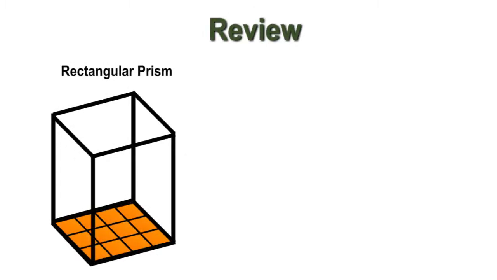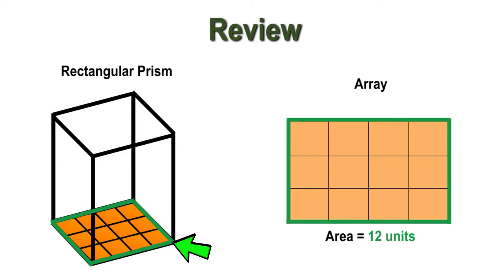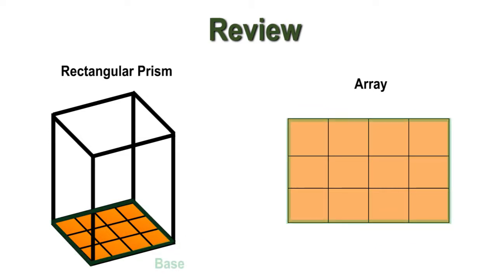In previous lessons, students learned how to represent the bottom layer of a rectangular prism by drawing an array representing the number of units found in this layer. This 3 by 4 array would represent the bottom layer of a rectangular prism with an area of 12 square units. The bottom layer is called the base of the rectangular prism.